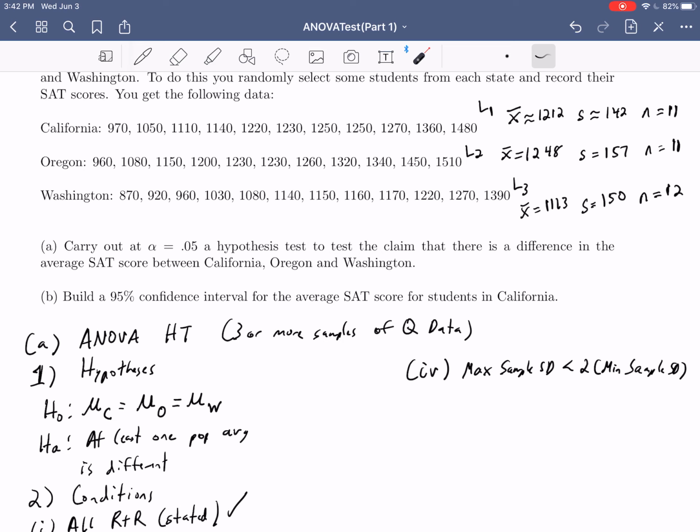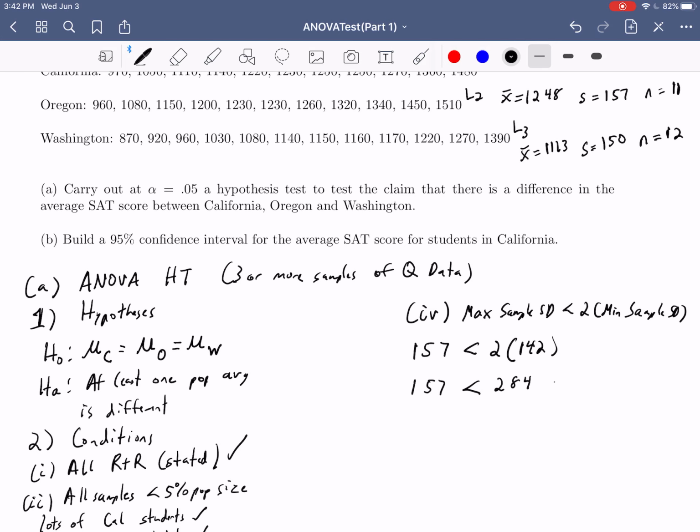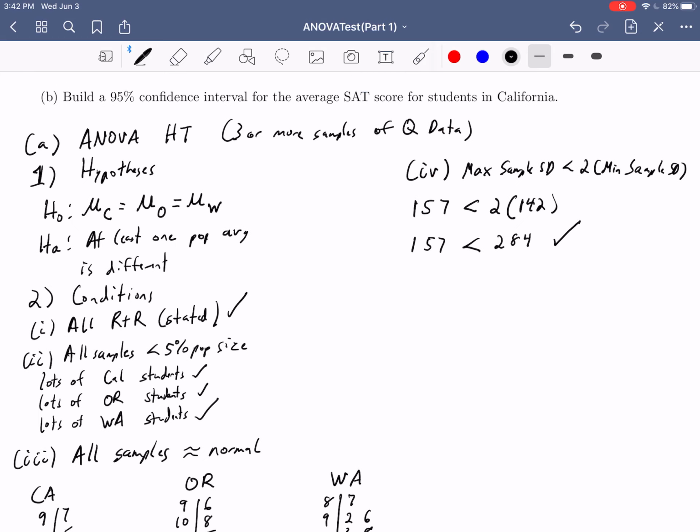All right, so which of these had the largest sample standard deviation? Well, it was our sample from Oregon, where the sample standard deviation was 157. So we'll check, is 157 less than 2 times the minimum one? Well, the minimum sample standard deviation came from the sample from California, where we got a 142. So we can just check 157, is that less than 2 times 142? 2 times 142 is 284. 157 is less than 284, so we're all good. So all 4 conditions have been satisfied here.